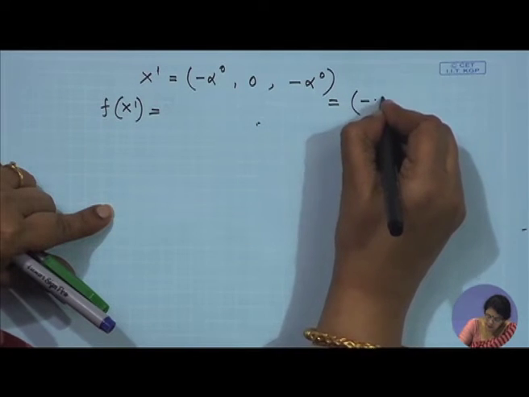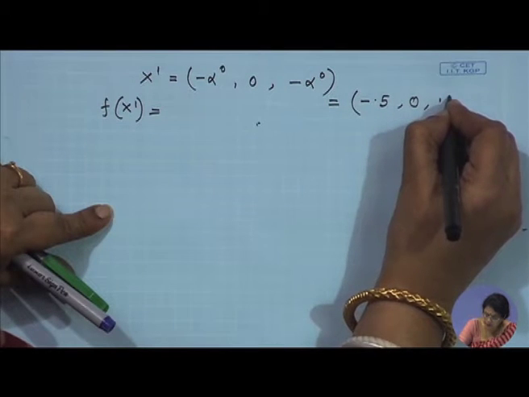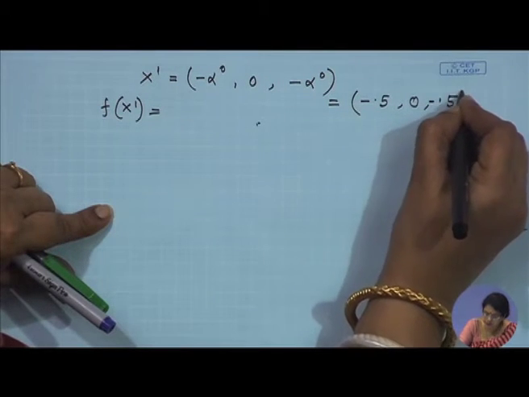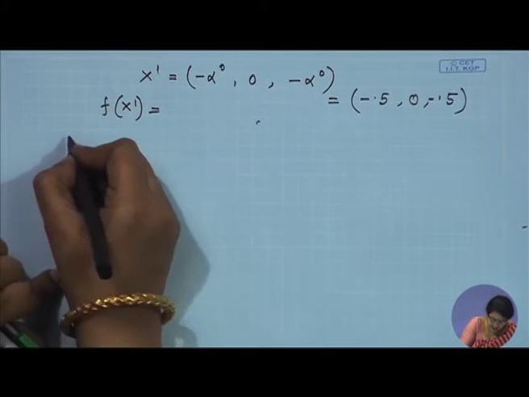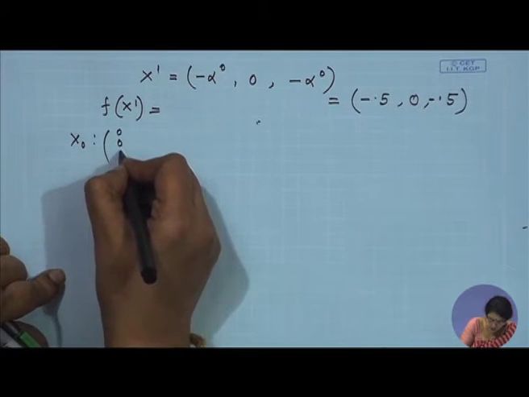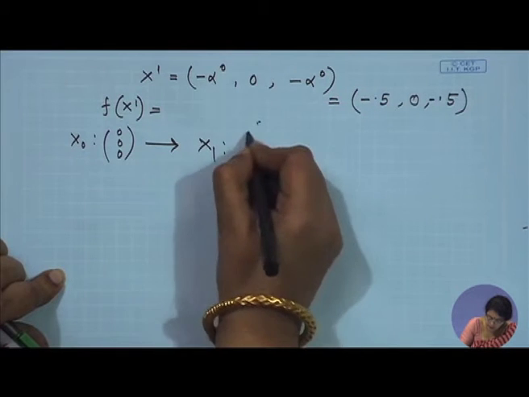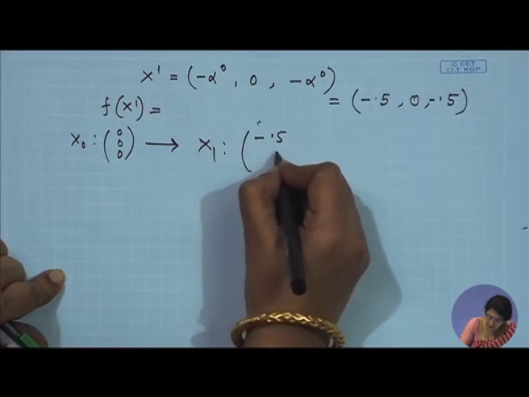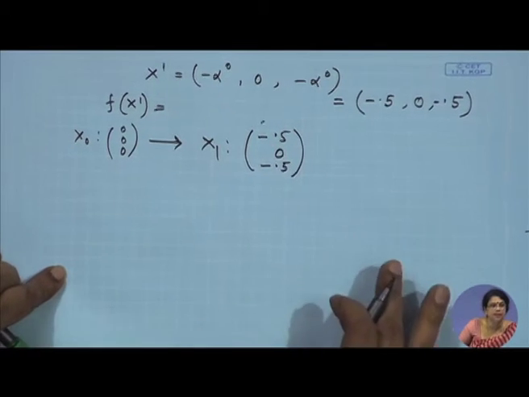That would be minus 0.5, 0, minus 0.5. That is why I started from x naught as 0, 0, 0, and I am reaching x1 as minus 0.5, 0, minus 0.5.